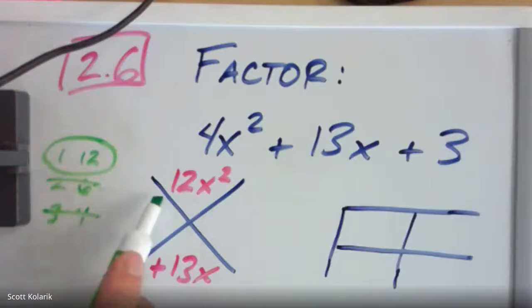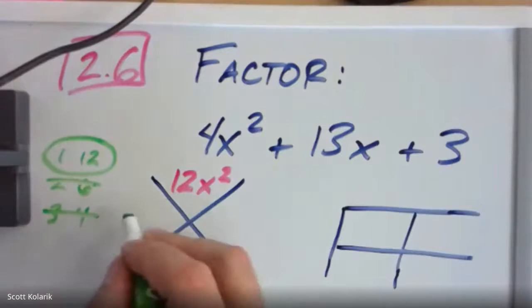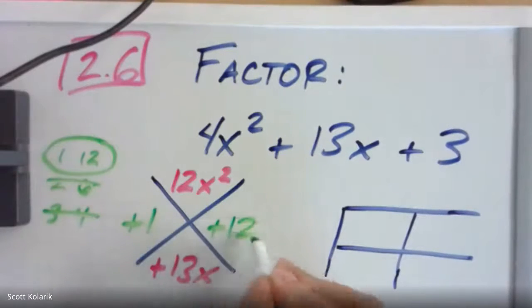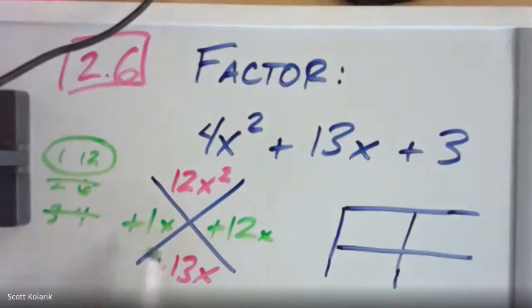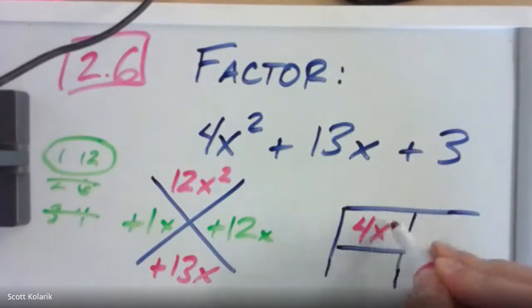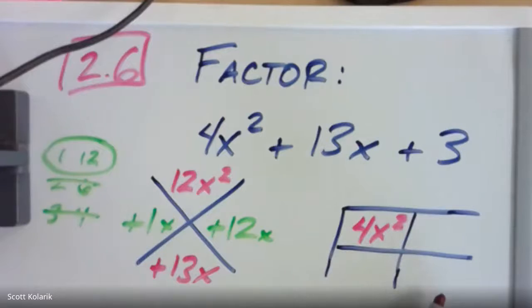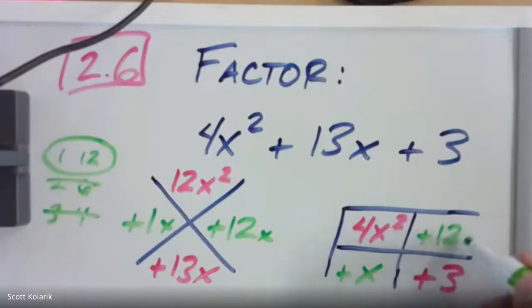1 times 12 gives me 12. 1 plus 12 gives me 13. So positive 1, positive 12. There's the answer to my riddle. Add in my variable, the x. These will end up being in the diagonals in my table. The top left box of my table is the first term, 4x squared. The last term is going to end up being this bottom right box, this positive 3. And then the diagonals of my box will end up being the answer to my riddle, and it doesn't matter which one goes where. So positive 1x, or just positive x, and then the positive 12x.